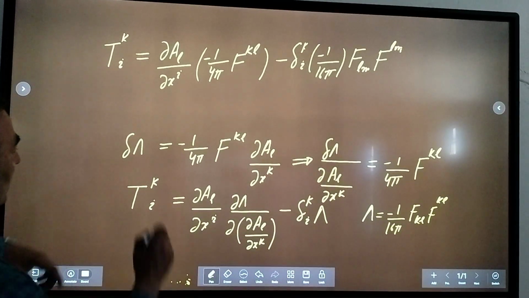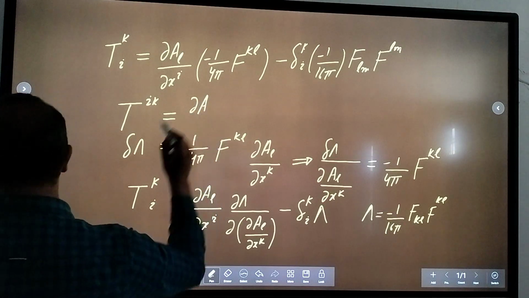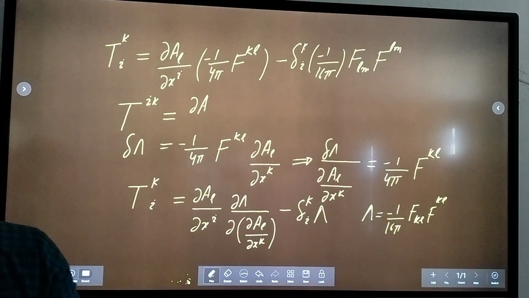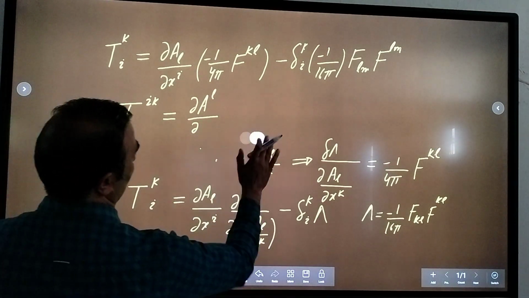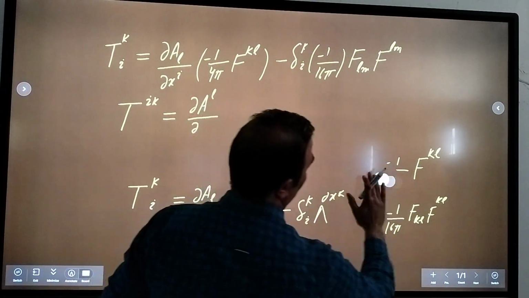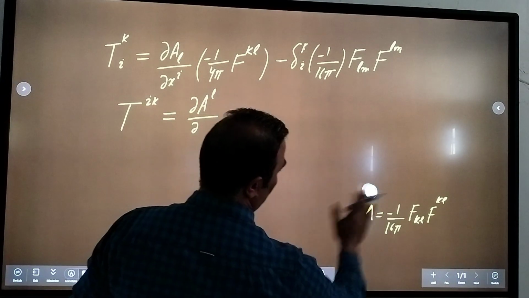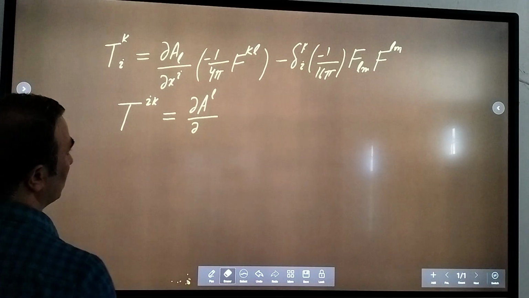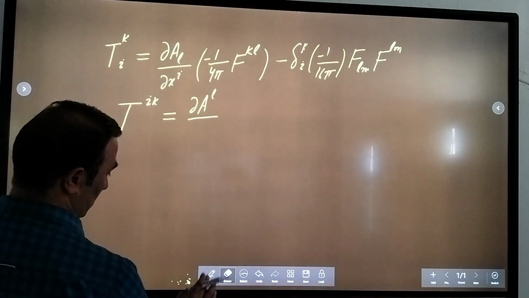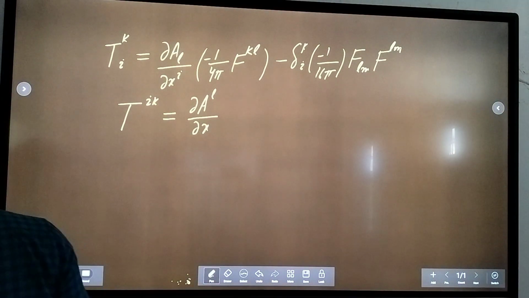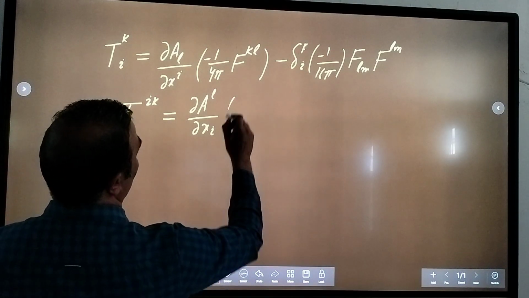Instead of that, if we change it into contravariant, this term will be equal to, so you can write this T of ik, that's equal to partial A by partial x i, okay, so that will be partial x I, and this will be equal to minus 1 by 4 pi.